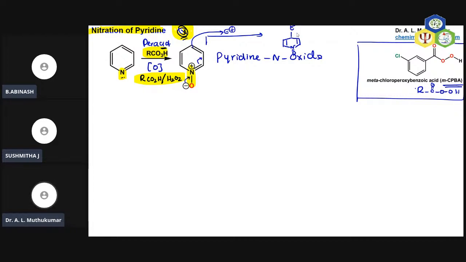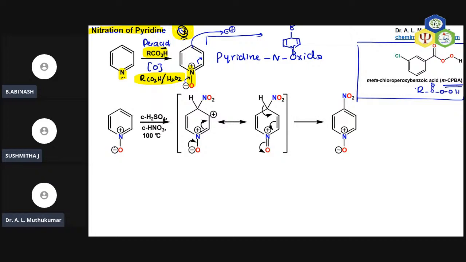I have the complete mechanism here. You can check. When this N-oxide is treated with concentrated nitric acid and concentrated sulfuric acid at 100 degrees centigrade, this nitrating mixture provides the formation of the nitronium ion. I already explained that the C4 position will attack here. So the nitronium ion will attack here, and as a result the C3 position of this pyridine N-oxide will get a positive charge. Once it is formed, this pi electron will move over here, and parallelly the oxygen lone pair, the minus charge, will move over here.